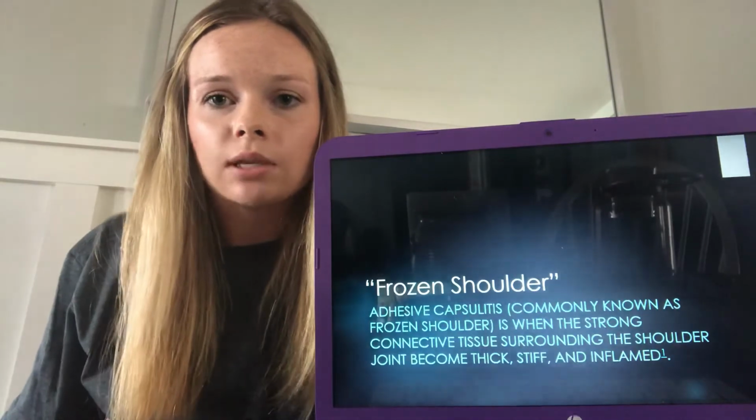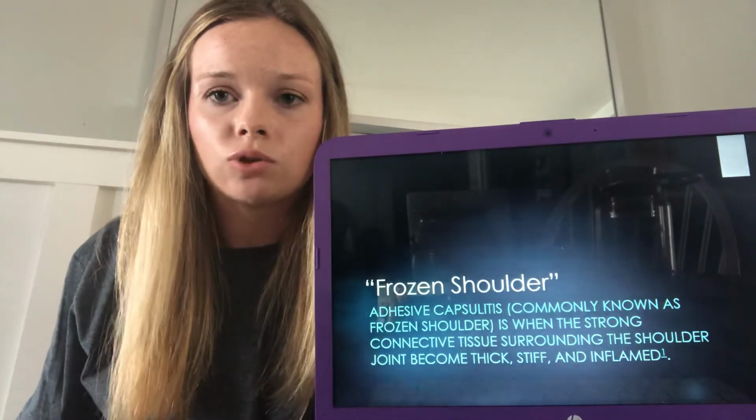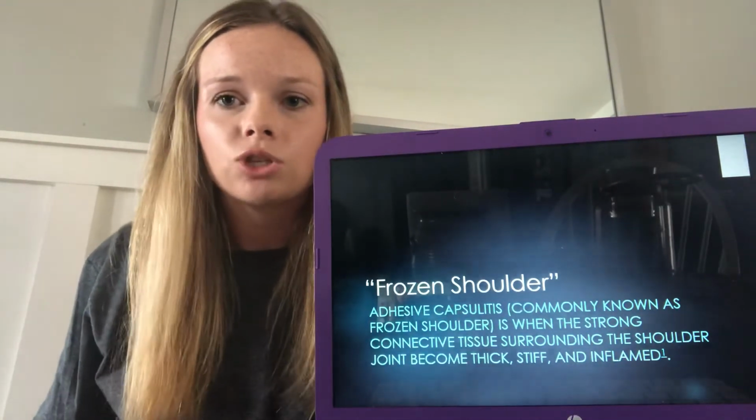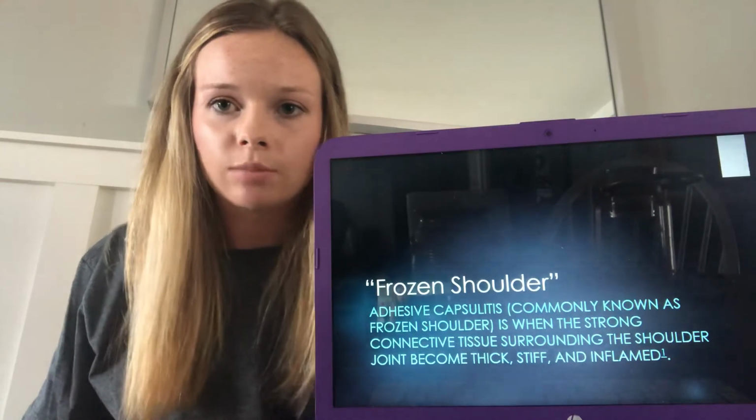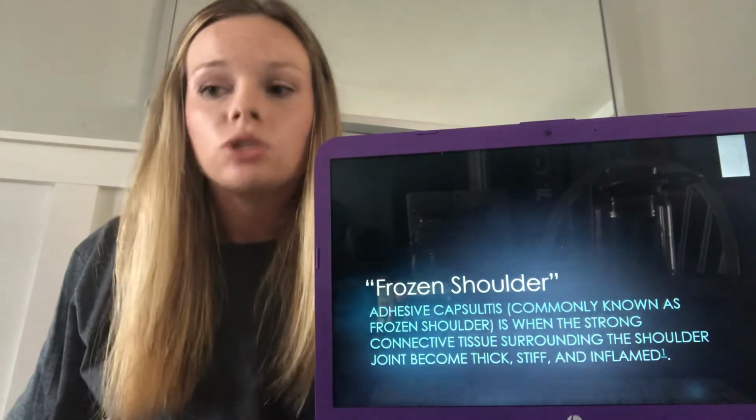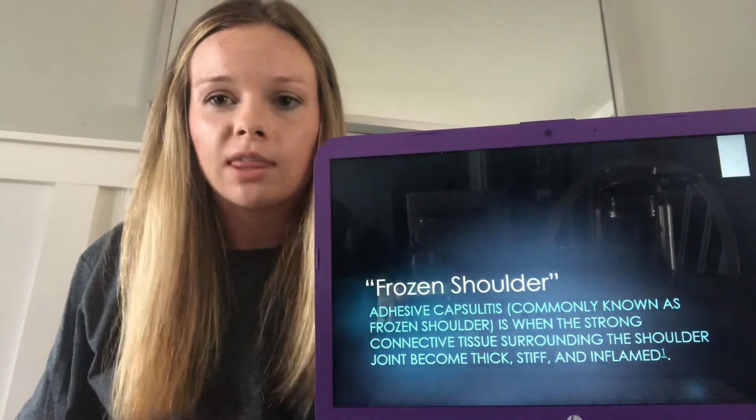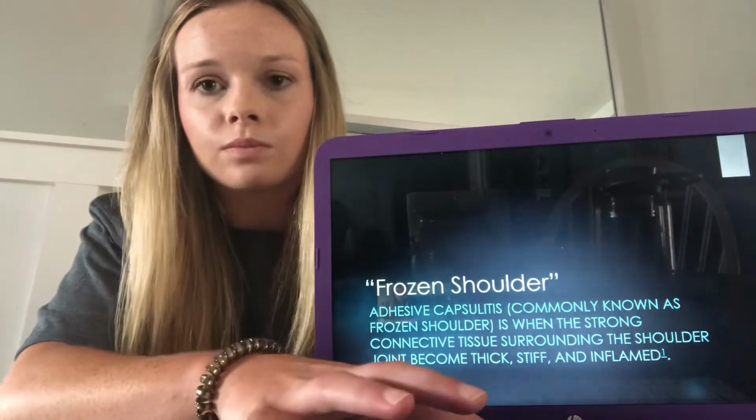So adhesive capsulitis is more commonly known as frozen shoulder, and it is a painful condition in which the movement of the shoulder becomes very limited. And this is due to the connective tissue becoming very thick, stiff, and inflamed.